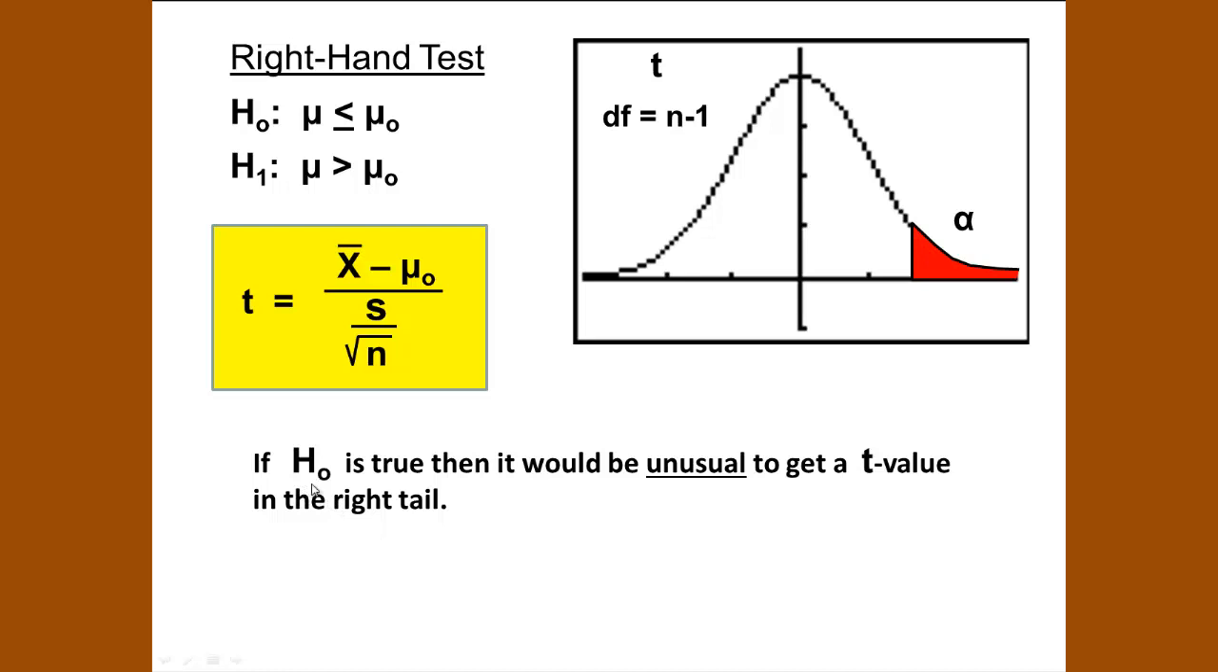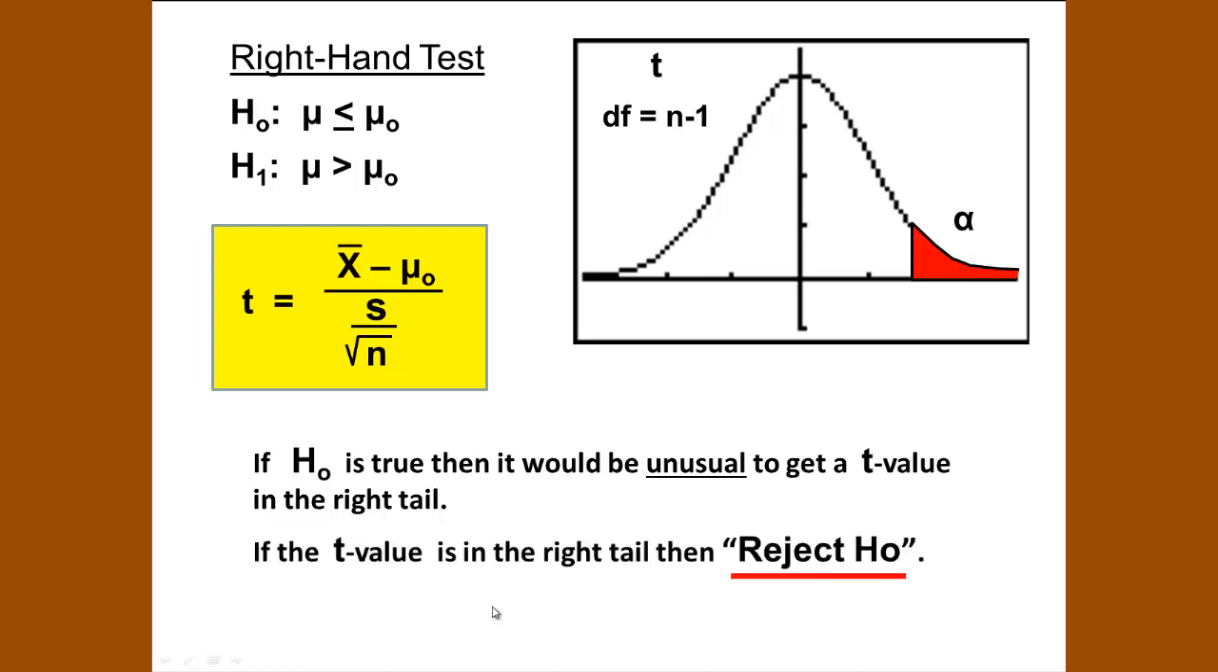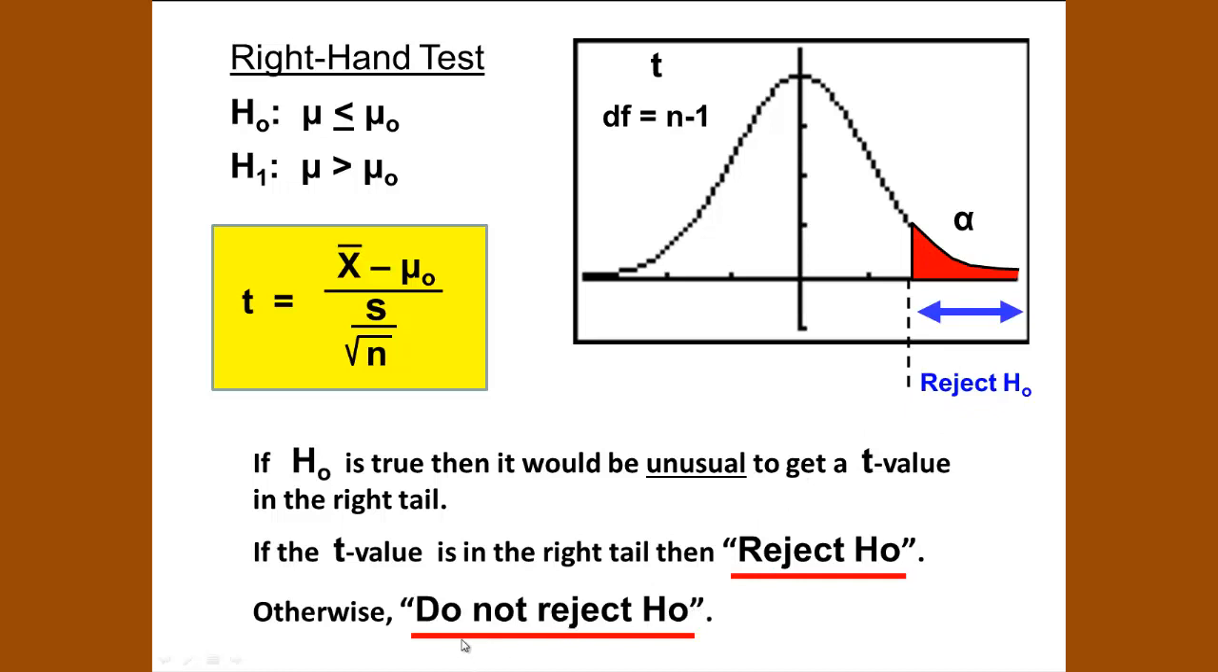If H0 is true, then it would be unusual to get a t-value in the right tail. If the t-value is in the right tail, then we would reject H sub 0, because it would be unusual to have a t-value in the shaded region. We would reject H0 if it's in the shaded region. Otherwise, we would not reject H0, and that would be the area to the left.